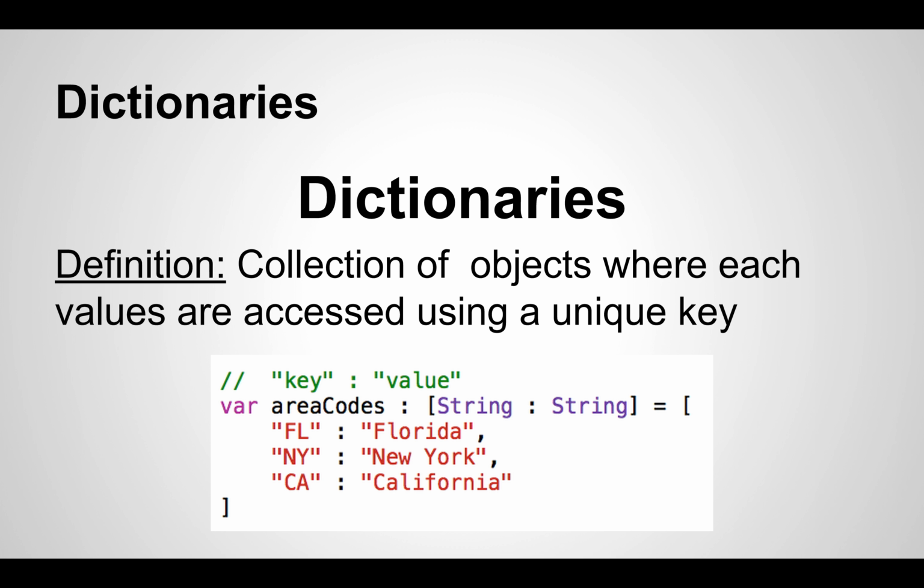So let's take a look here at the example. So you have a key and a value. var areaCodes, a string, has a key such as FL, and the value is Florida. Then the key is NY, and the value is New York. Then the key is CA, and the value is California. Okay, so key value, key value, key value.